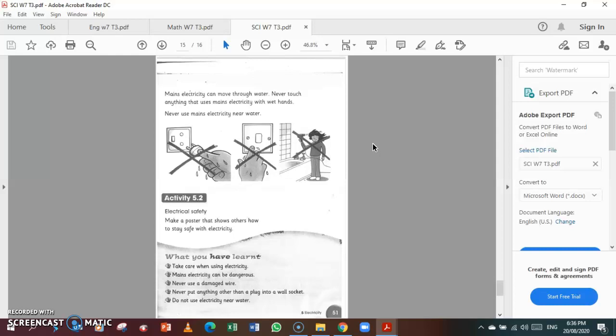You never use mains electricity near water, okay? It is very, very important that you remember that, okay? When dealing with electricity, we want to make sure that all cables are covered, okay? We want to make sure that our hands are nice and dry and that there is no water close to the outlets, okay? Or close to the sockets or close to the plugs.